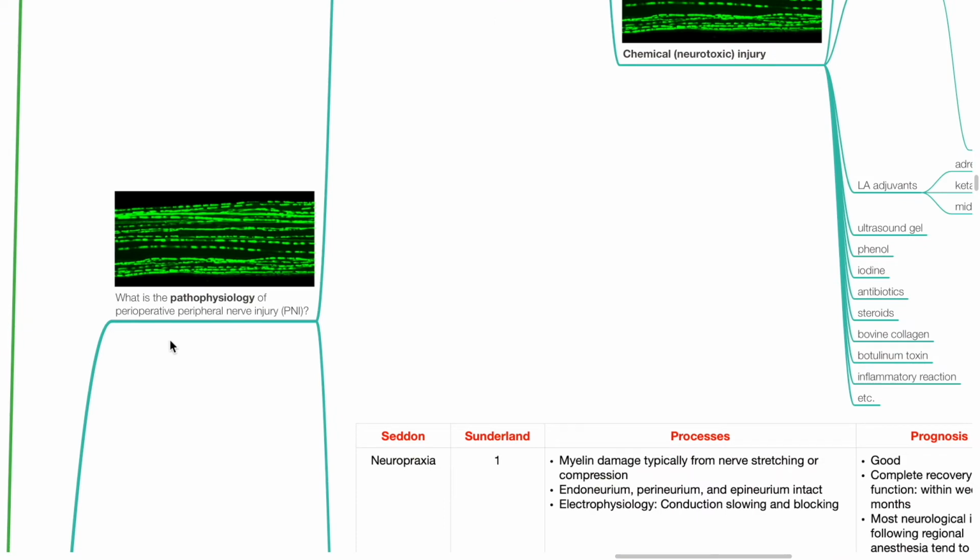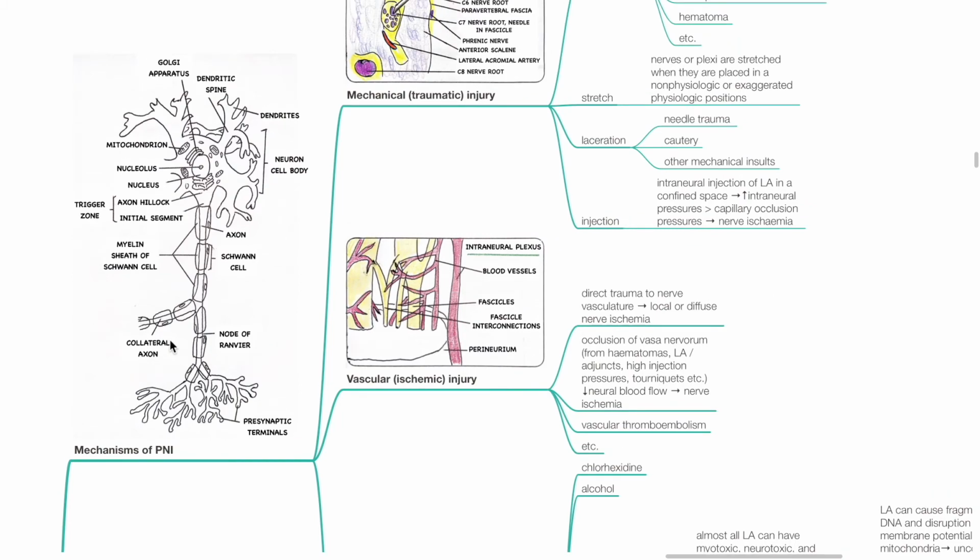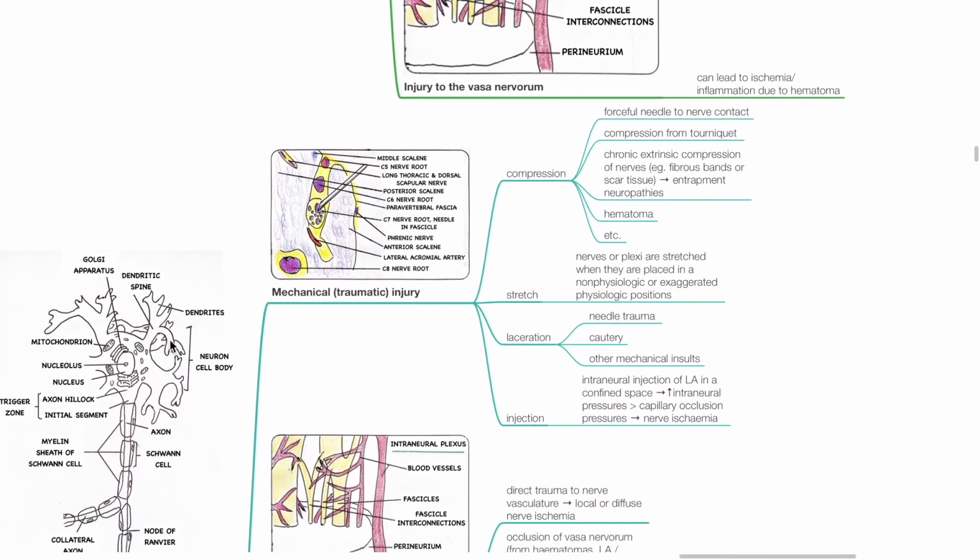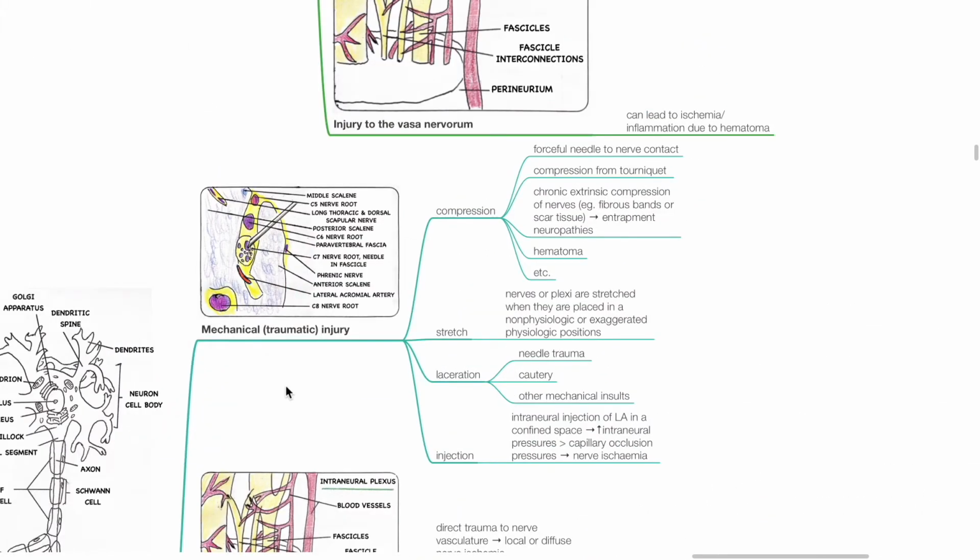What is the pathophysiology of perioperative peripheral nerve injury? Mechanisms of PNI can be mechanical, vascular, or chemical injury. Examples of mechanical or traumatic injury include compression, for example, by forceful needle to nerve contact, compression from tourniquets, chronic extrinsic compression of nerves, for example by fibrous bands or scar tissue, which results in entrapment neuropathies, and compression by hematoma or abscesses. Stretch injury.